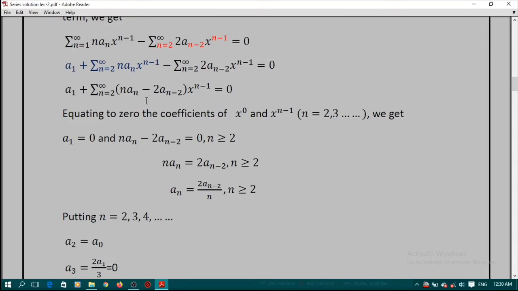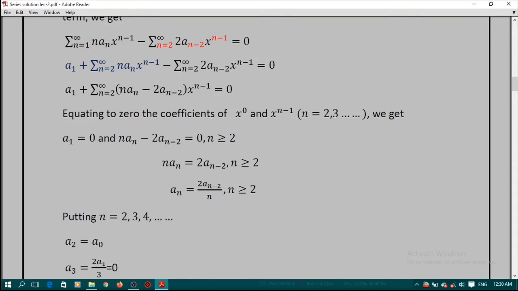After this stage, equating to 0 the coefficient of x raised to 0 and x raised to n minus 1, where n is greater or equal to 2, we get. So now we are equating this coefficient of x raised to 0. So here on the left hand side the coefficient of x raised to 0 is a1, and on the right hand side the coefficient of x raised to 0 is 0. So equating a1 is equal to 0. So we get value of a1, that is 0.